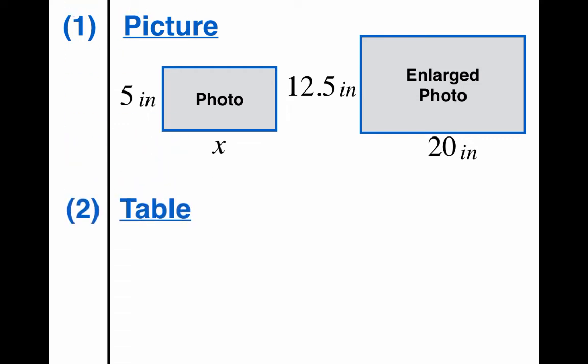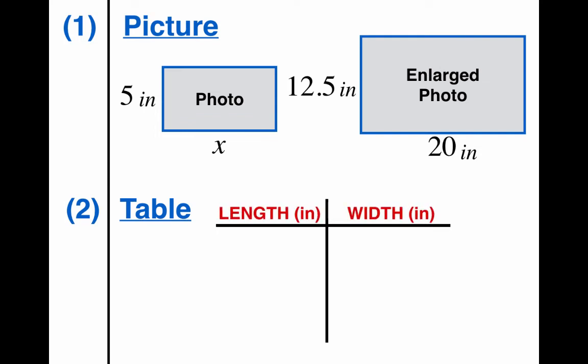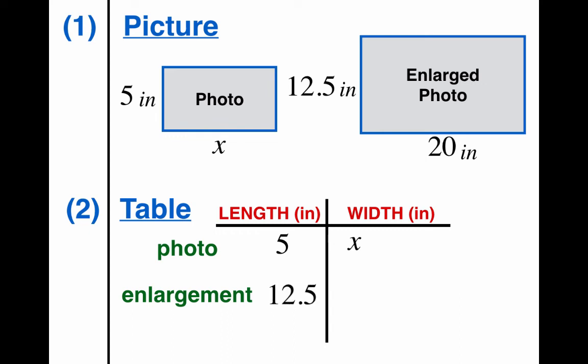Here's what's going to go into our table. It's going to look like a T-chart. It's going to have 2 things. It's going to have the length of the picture and the width of the picture. And there's 2 pictures. There's the photo and the enlargement. So the original photo and the enlargement. So the original photo is 5 inches long, but x inches wide. And the enlargement is 12.5 inches long and 20 inches wide. And our job is to solve for x.